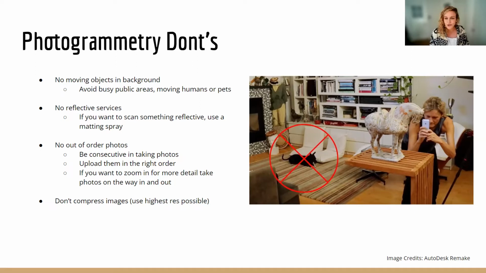It's helpful if you don't have some moving objects in the background, which might be difficult if you're scanning outside, but definitely try to limit the motion that happens because it confuses the algorithm. Reflective surfaces also don't scan very well. So if you want to scan something reflective, you can use a matting spray. And then keep your photos in order, be consecutive in taking them, upload them in the right order, and zoom in for details and then zoom back out. And again, don't compress your images. This will really screw you up if you compress them.